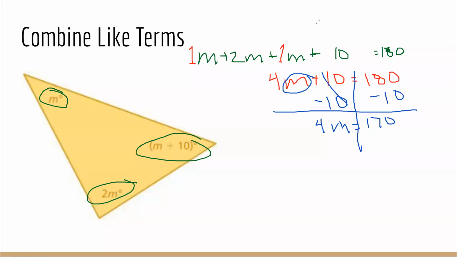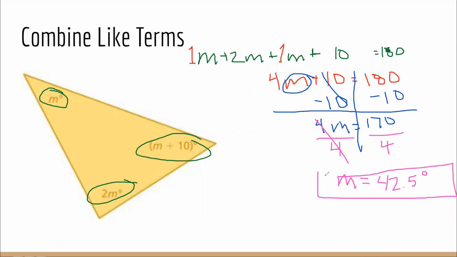Now I'm left with multiplication and division. I can see that there's multiplication happening there, so I'm going to do the opposite, which is division. So I'm dividing by 4 on each side. When I divide by 4, that goes away because it just divides down to a 1. 1 times m is just m. On the right side, I just threw that in my calculator and got 42.5. Since I'm working with angles of a triangle, I know that it's going to be in degrees. And so that's going to be my final answer. Again, you can plug it in and check. I'm moving on for time's sake.